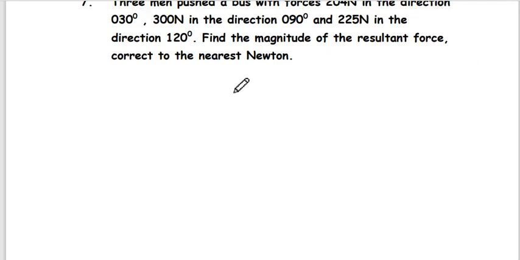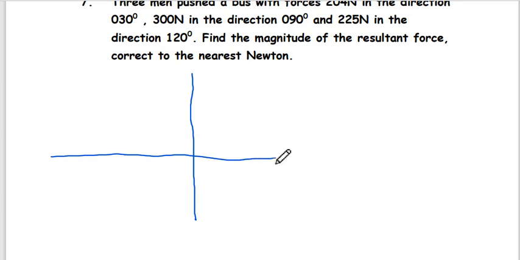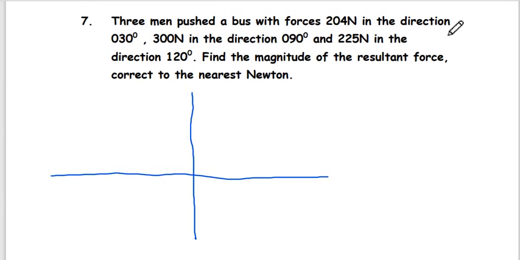Now we have to sketch this on a quadrant. 3 men pushed the bus. This is your x-axis, and this is the y-axis. Remember we are measuring it in the clockwise direction. So 3 men pushed the bus with forces 204 newtons in the direction 30. The whole of this angle is 90, so 30 should be something like this.